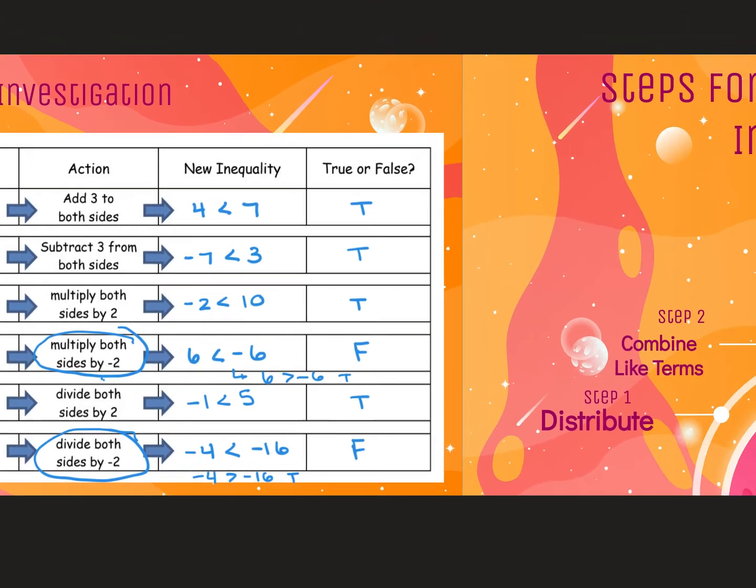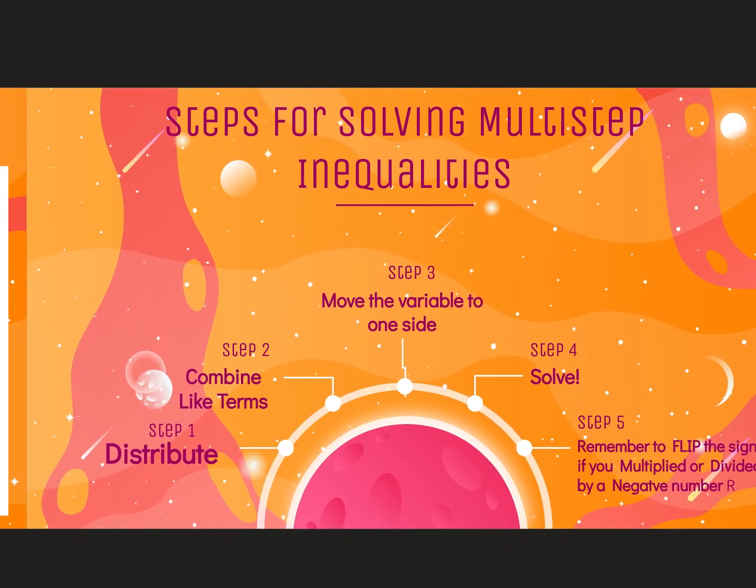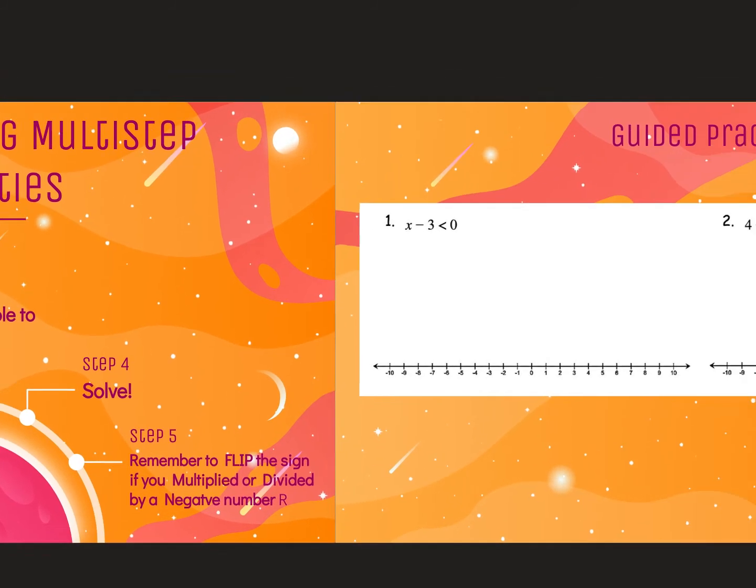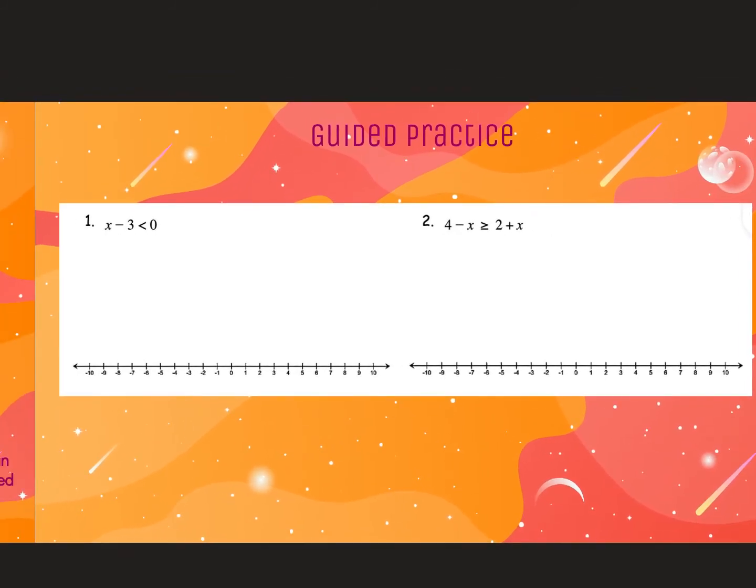All right. So again, as previously mentioned, solving multi-step inequalities is very similar to solving multi-step equations. The only difference is, of course, we have our 4 inequality symbols, and we must flip the sign if we multiply or divide by a negative number. So again, the first step, distribute, combine like terms, move the variable to one side, solve, but we have that additional step 5 to remember to flip the inequality sign if you multiply or divide by a negative number. So let's go ahead and look at a couple examples, starting off with a simple one-step inequality.